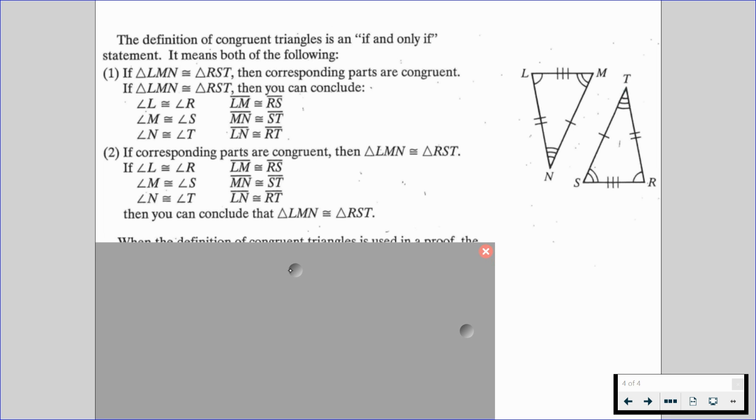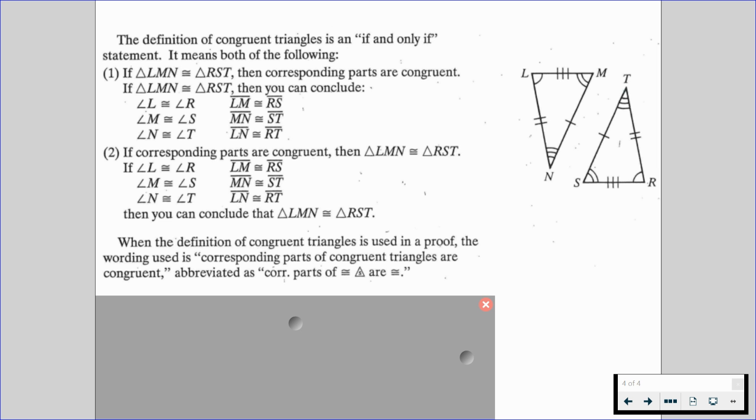Now, secondly, if corresponding parts are congruent, then triangle LMN is going to be congruent to triangle RST. So if we have angle L is congruent to angle R, angle M is congruent to angle S, angle N is congruent to angle T, segment LM is congruent to segment RS, segment MN is congruent to segment ST, segment LN is congruent to segment RT, then you can conclude that we have a congruency of triangle LMN being congruent to triangle RST. So it's an if and only if statement.